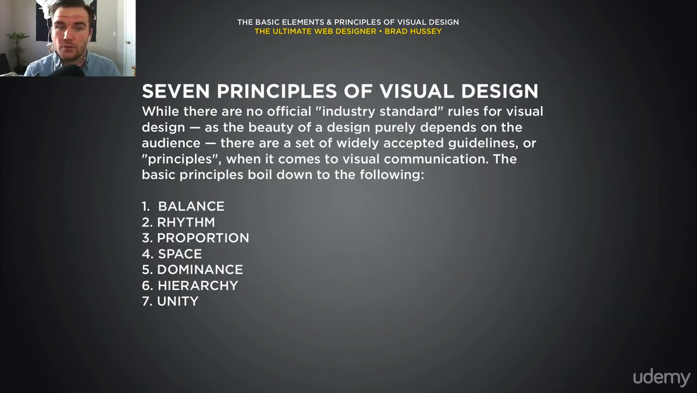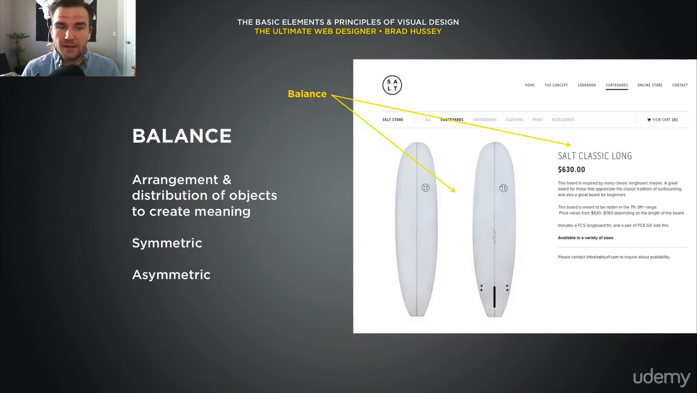There are 7 principles of visual design, and while there are no official industry standard rules for visual design, because the beauty of a design purely depends on the eye of the beholder, there are a set of widely accepted guidelines or principles when it comes to visual communication, and the basic principles boil down to the following 7. Balance, rhythm, proportion, space, dominance, hierarchy, and unity. Balance is the arrangement and distribution of objects to create meaning. It can be symmetric or asymmetric.